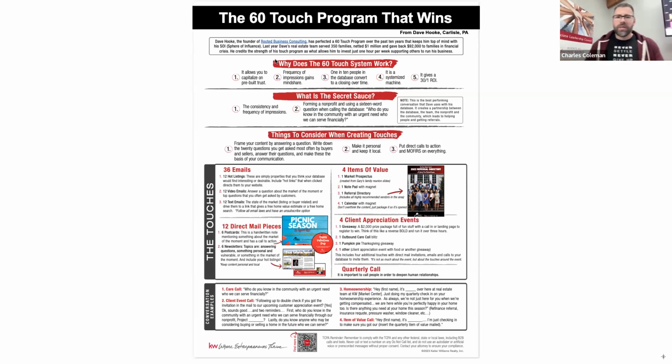And then it says, put direct calls to action and MOFRs, right? And anyone that doesn't know what a MOFR is, it's a make offer for immediate response, right? Like, what is the offer that's going to get people to go? And it's not like, who do you know that's looking to buy? Who do you know that's looking to sell? Right? Maybe you're doing the MOFR that a lot of people were doing come tax time, where it's like, hey, if you're looking for a CMA so you can have some more ammunition when you are fighting your tax assessment, let me know and I'll create that for you.